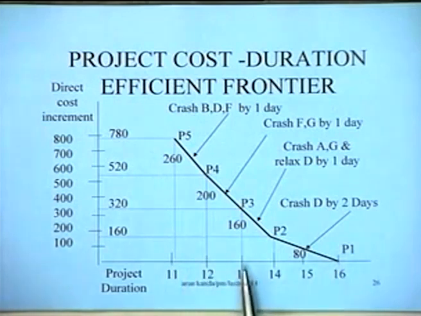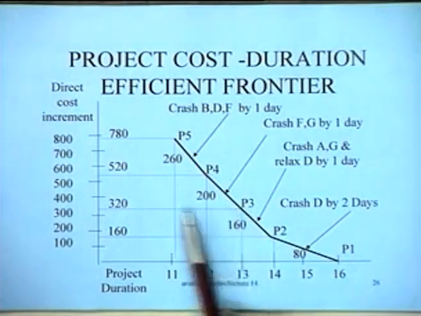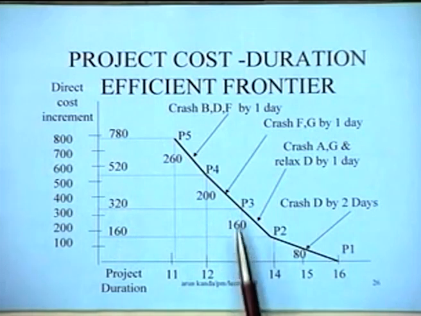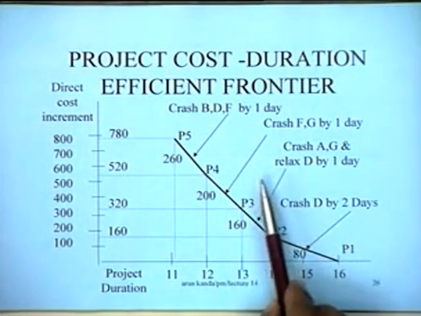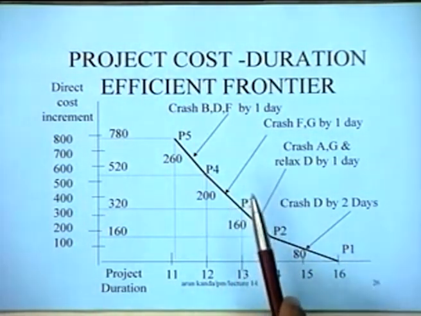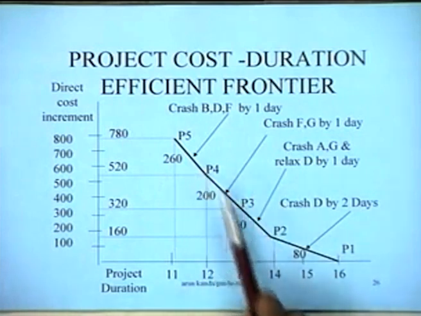And if I want to do it in any other duration, then this is going to be the minimum cost that is required for achieving that particular duration. And in order to achieve this, what activities are to be crashed and relaxed, that is, what is the specific schedule, you know from this particular curve.